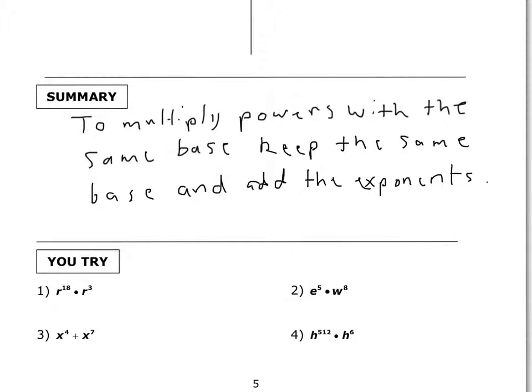Okay, now mathematically speaking, it would look like this. If you had a to the m multiplied by a to the n, to put those together, you would do a to the m plus n. So you want to add your exponents when they have the same base. Make sure you have all this written down. We'll try a few quick examples.